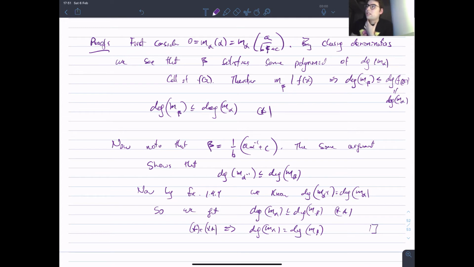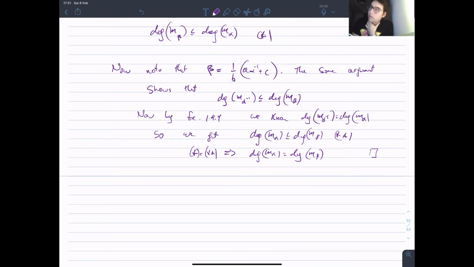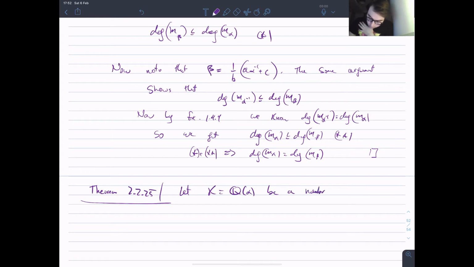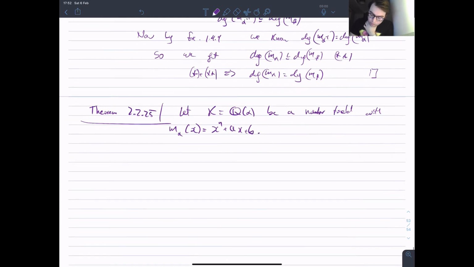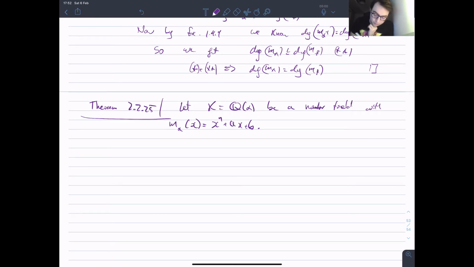So here's the theorem that I want to prove, which we'll use a lot. Theorem 2.2.25. Let K be a number field with the minimal polynomial of your defining element of the following form: x to the n plus ax plus b. Then I'm going to give you a formula which gives you the discriminant of the power basis of this. So the discriminant of the following basis, 1, alpha, up to alpha to the n minus 1, where n is the degree of this polynomial.